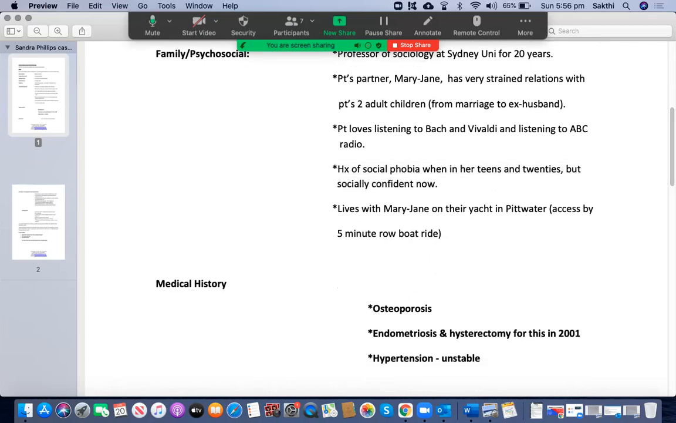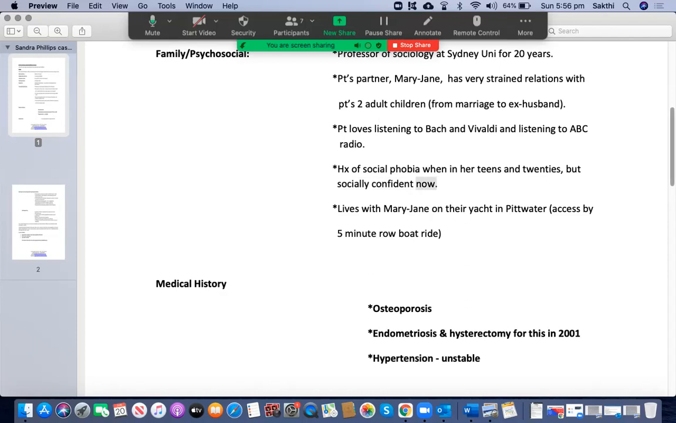Instead of writing "confident now," you should have mentioned something else. Maybe instead of writing "now," you could have mentioned "at present." And then "socially confident" could be, you can say, "she's socially active now," something like that.